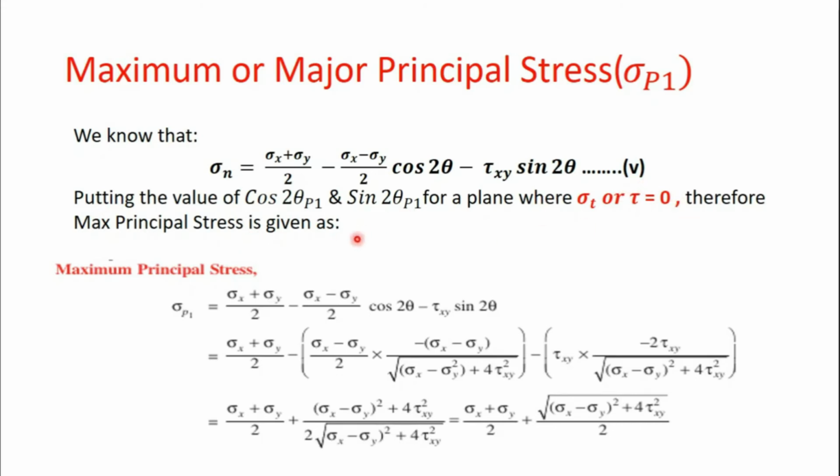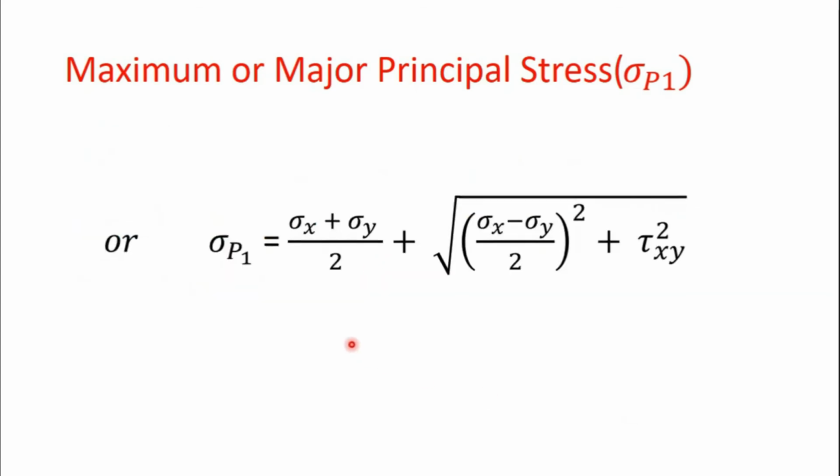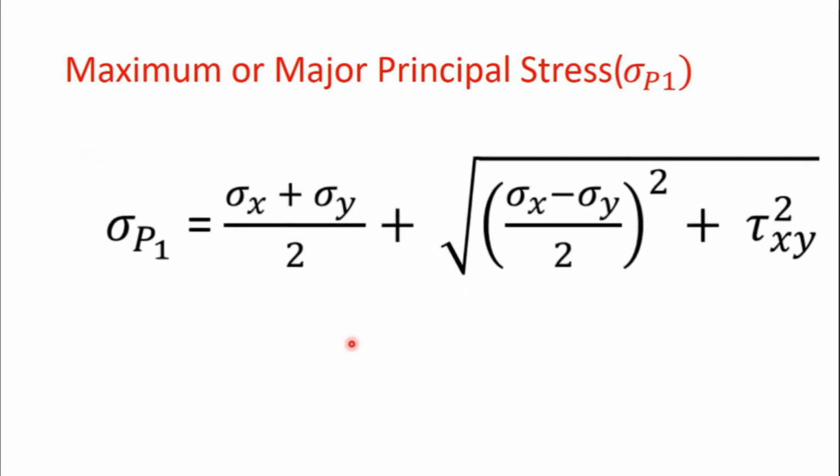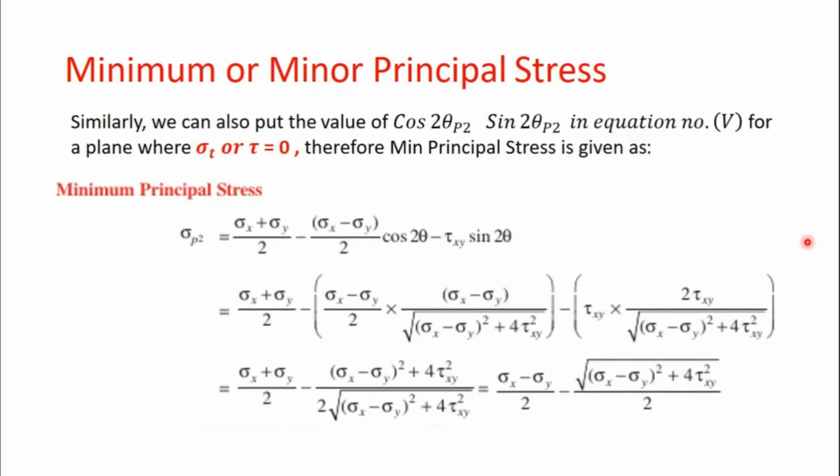Therefore the maximum principal stress will be given as, now putting the value of cos 2 theta p1 and sine 2 theta p1 and solving, finally we get this equation. So this is the major principal stress, or you can say maximum principal stress, and it is represented by sigma p1. This value of sigma p1 equals sigma x plus sigma y by 2 plus under root sigma x minus sigma y by 2 whole square plus tau xy whole square.